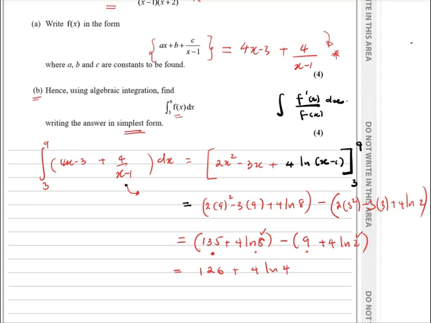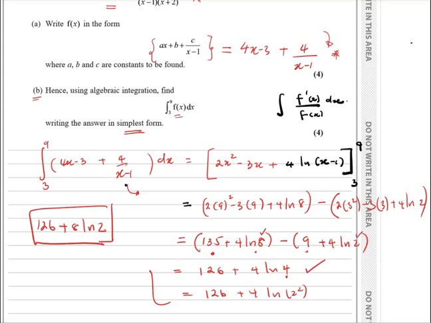But they said simplest form, so we can simplify this further by writing 4 as 2 squared. So this is 126 plus 4 into natural log of 2 squared, and then the 2 comes out. Then you have your final answer as 126 plus 8 natural log of 2. That would be your final answer. We are simplifying. The earlier answer is correct, there's no problem with it, but they said simplest form. That's why I'm moving the 2 outside here to make it 8. Thank you.